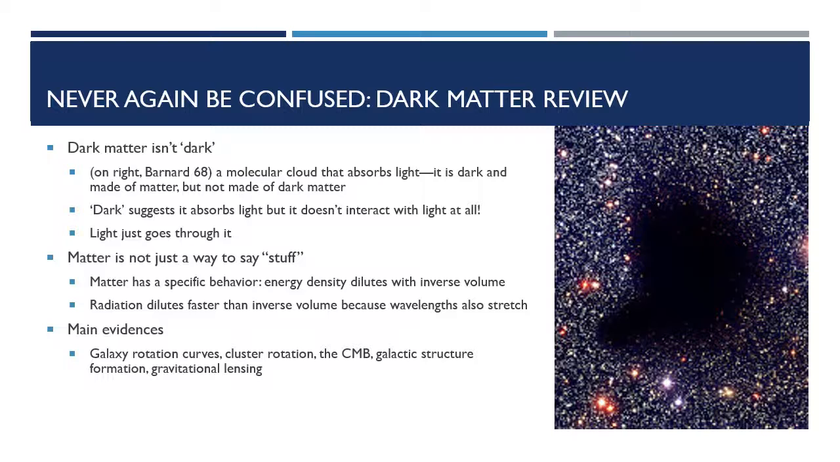What matter means in physics is that its energy density dilutes with inverse volume. I'll show an example of that on a few slides, and this is different from how, say, radiation dilutes. It dilutes faster than inverse volume, and so there's a difference between the two. And the main evidences for dark matter, of course, were the cluster rotation physics, the galaxy rotation curves, large-scale galactic structure, gravitational lensing, and the cosmic microwave background.